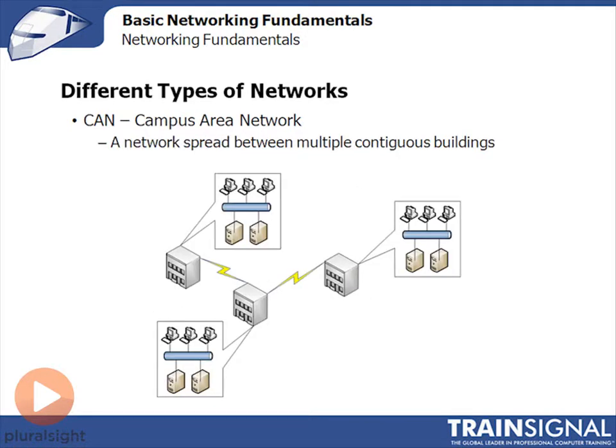One of them is called a CAN, a Campus Area Network. This is a network that is spread between multiple buildings, but to be more specific, it's between multiple contiguous buildings. So we've now expanded beyond the local area network. We've gone into additional buildings, but all of these buildings are together on a single property. If you think of the term campus, whether it be a business campus or a school campus, that typically means that there's a bunch of buildings, but they're all on the same property.